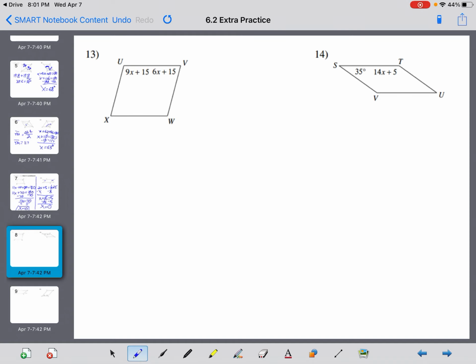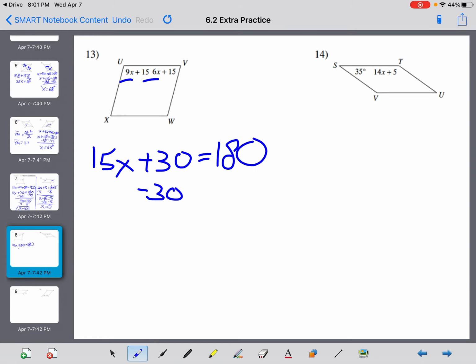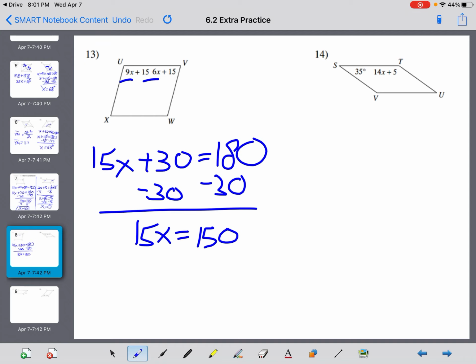For number 13, I see consecutive angles, okay, which means they're going to equal 180. I'm going to add them together. 9x and 6x makes 15x. 15 and 15 makes 30. And that's going to equal 180. Minus 30 on both sides. 15x equals 150. And divide by 15 on both sides, and x equals 10.